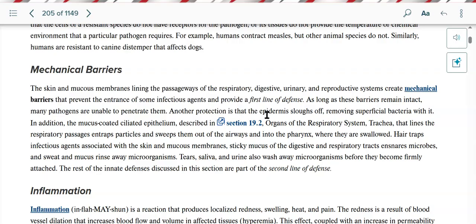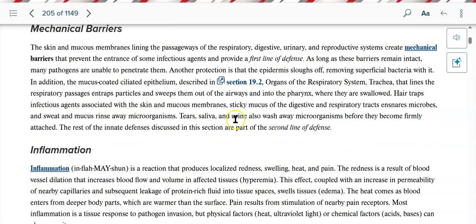And once in the stomach, acid will kill most of those pathogens. Hair will trap infectious agents associated with the skin and mucous membranes. You've got sticky mucus in the digestive and respiratory tracts. Also tears and saliva and urine wash away microorganisms before they can become firmly attached. So those are the mechanical barriers. The rest of the innate defenses discussed are part of the second line of defense.